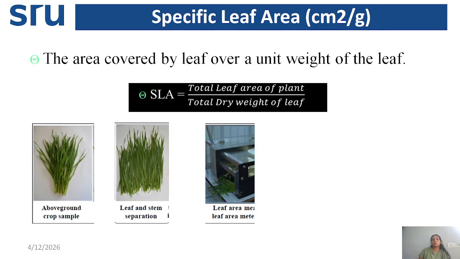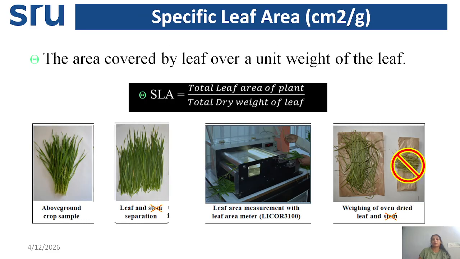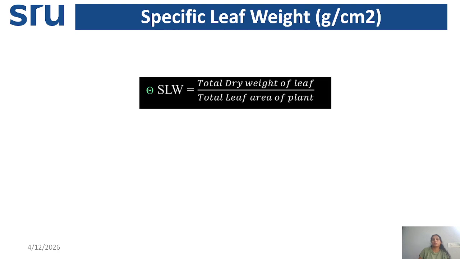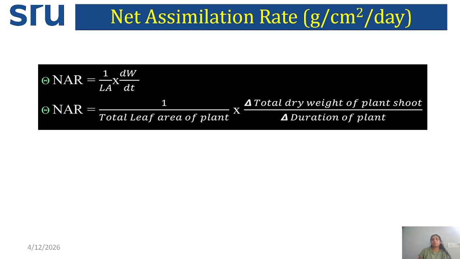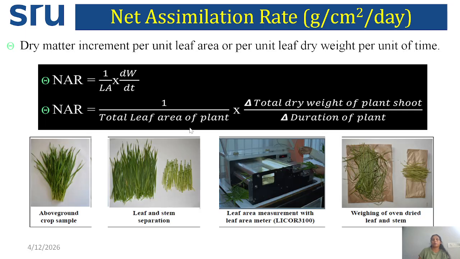Specific leaf area is the ratio of leaf area to dry weight, and specific leaf weight is the ratio of dry weight to leaf area. Specific leaf area shows the area of the leaves. Specific leaf weight shows the thickness of the leaves. Coming to net assimilation rate, it indicates the assimilating ratio over the total leaf area, how much dry weight is maintained. That one you can measure using net assimilation rate.